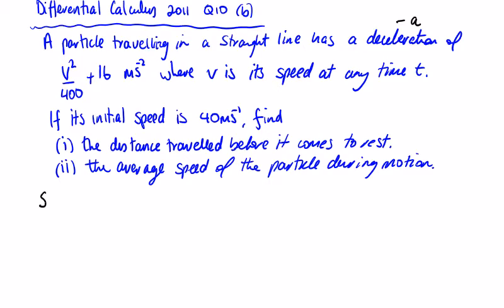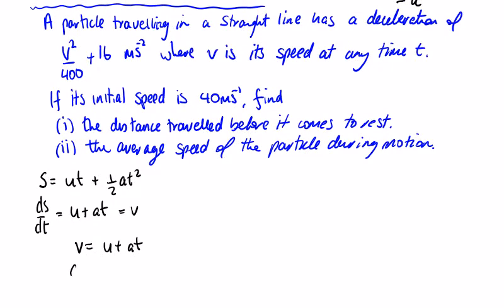Okay, so we're looking for distance. Let's just write out these equations. s equals ut plus a half at squared. ds dt is equal to u plus at, which is my velocity. So my velocity is u plus at. So dv dt is equal to a. Now I have my accelerations. This is my dv dt.